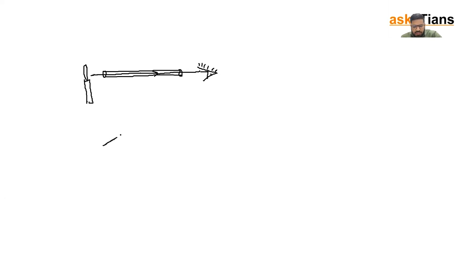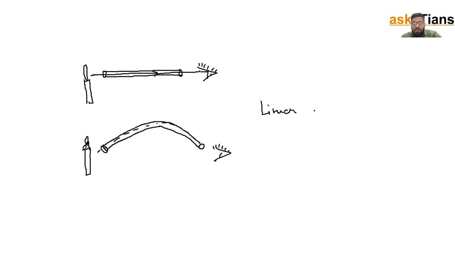But if I make this tube bent, like this, and again this is the candle right here and this is the observer at the other end, will he be able to see the light of the candle? No, because light travels in a straight line. It never turns like this. It never travels in a bending way. That is known as linear propagation of light, or rectilinear motion of light. I hope this is clear: light travels in a straight line path, which is known as linear propagation of light.